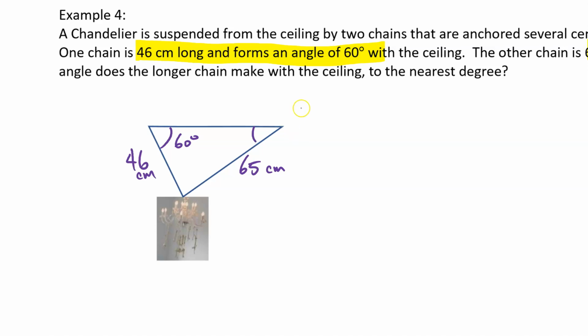So let's give it a label. Let's call it the angle of the chandelier. Let's give it a C. Okay. Then if we're looking for that angle, let's label everything else. B, we might as well call this capital A. This is lowercase a, this is lowercase b over here, and this is lowercase c. But our main concern really is angle C.